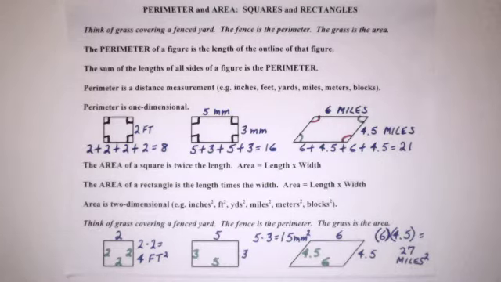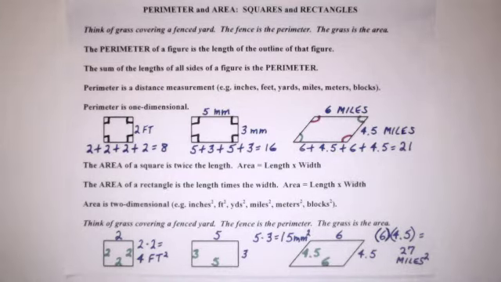The perimeter of a figure is the length of the outline of that figure. So if you could walk along the figure and measure it, it's the length of the outline. The sum of the lengths of all sides of a figure is the perimeter. So it could be any shaped figure. If the sides are straight, you would just measure the length of each of those straight sides and add those lengths together to find the sum, which is the perimeter.